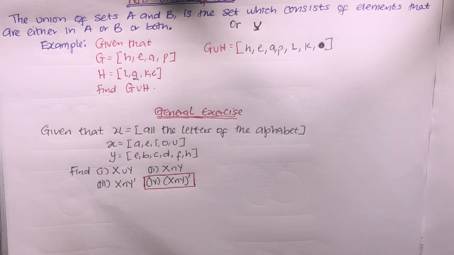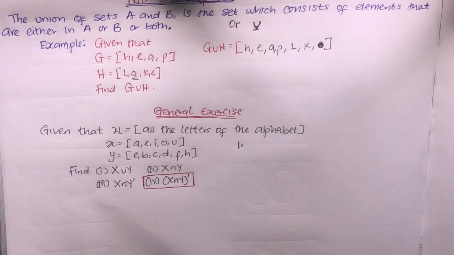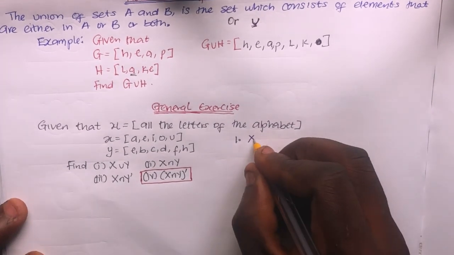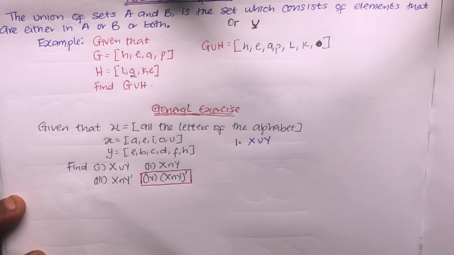The general exercise here, given that our universal set equals all the letters of the alphabet, our X equals A, E, I, O, U, and our Y equals E, B, C, D, F, and H. The first question says, find X union Y. X union Y means what? Elements in X or elements in Y.